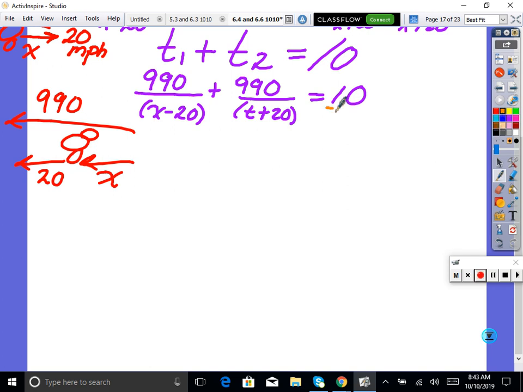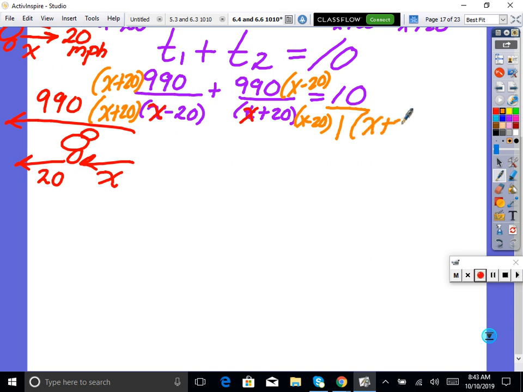So from here, I would draw in my 1 over my 10 and say I need a common denominator. I used x and t. I should be using the same variable. We'll call that x and x. Okay, let's get a common denominator so we can solve. So we'd multiply by x plus 20, x plus 20, x minus 20. And then what does the 10 need? X plus 20 and x minus 20.